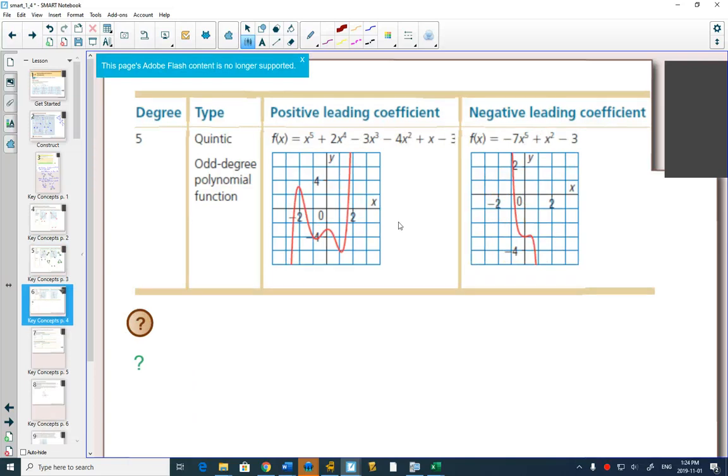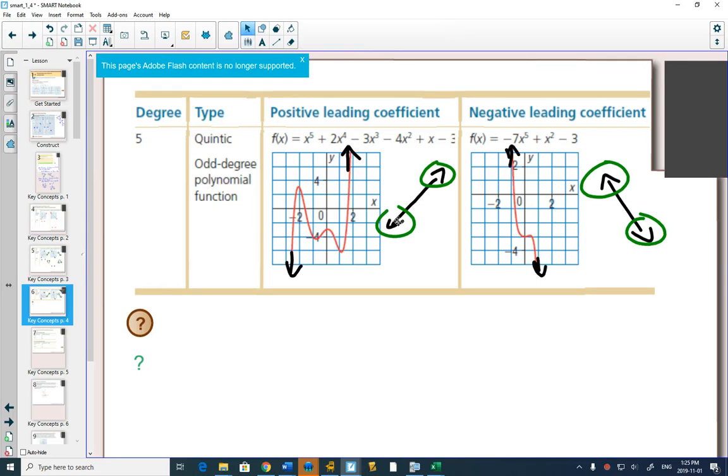And then finally, the odd degree polynomial function. Here we've got odd, so it acts like a line. Sure enough, that's where our end behavior is. And if it's negative, there's our end behavior.